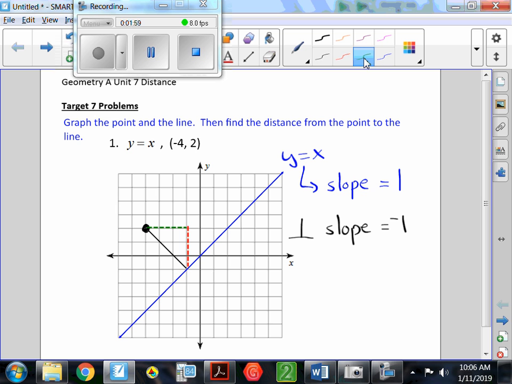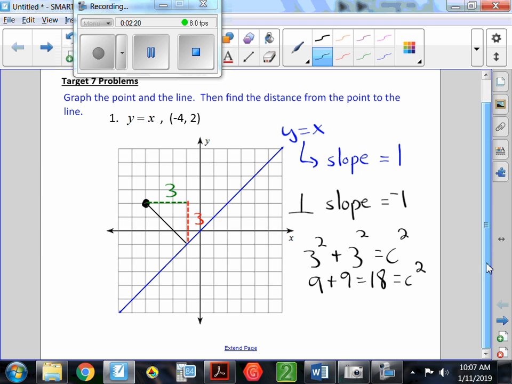So if I count sideways, I'm going over 3 and down 3. I'm just going to use the Pythagorean theorem. So 3 squared plus 3 squared is equal to c squared. 3 squared is 9. 9 plus 9 is 18, which is c squared. So the square root of 18 is going to equal c.